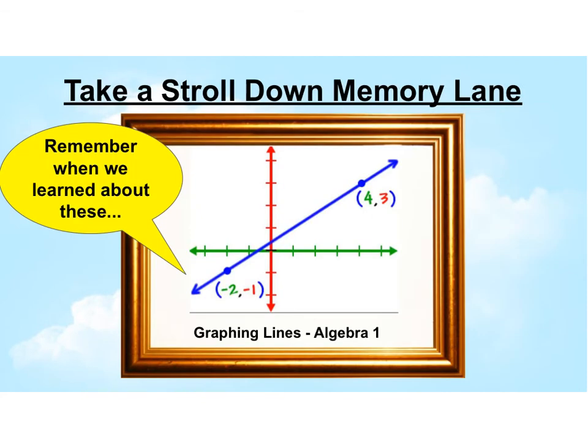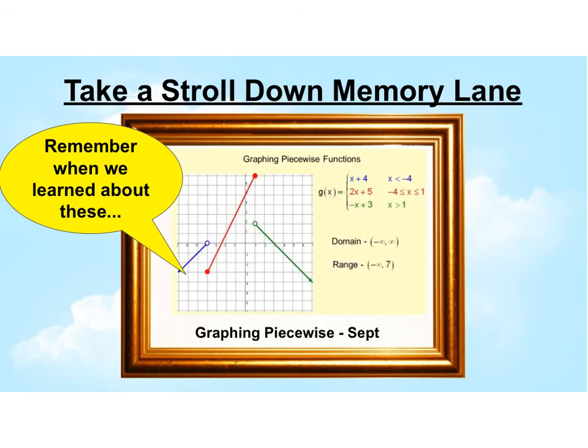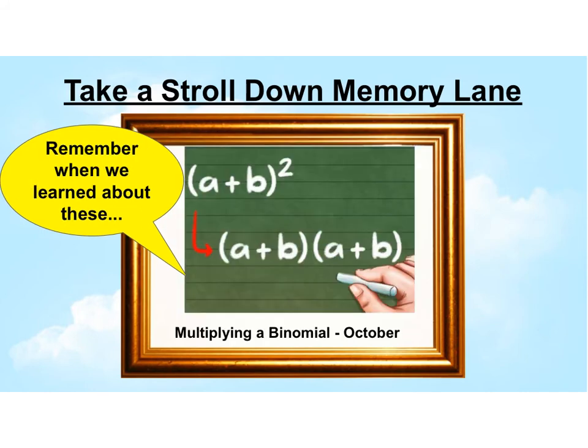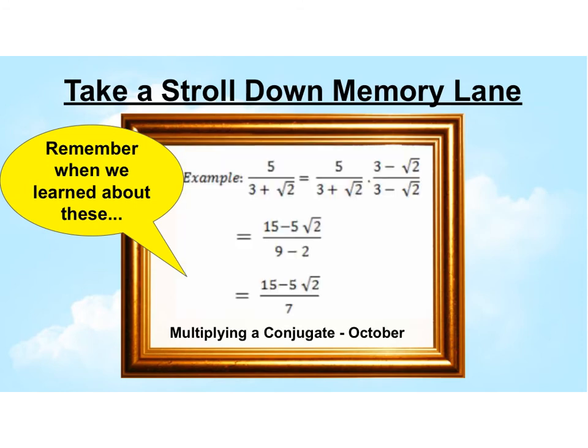Let's take a stroll down memory lane and all of the things that we've learned this year. We go back even to Algebra 1 when we learned to graph lines. So when we start to learn limits, all of this algebra and Algebra 2 are going to come back for us. So we have to have those skills ready to go. You need to be able to graph lines. Graphing piecewise, we did that back in September. Factoring, you've got to be able to factor. Multiplying a binomial, make sure you are doing it correctly and writing out 2 sets of parentheses before multiplying through.